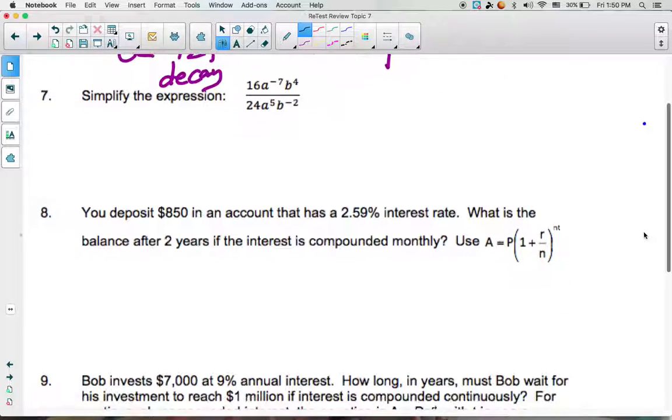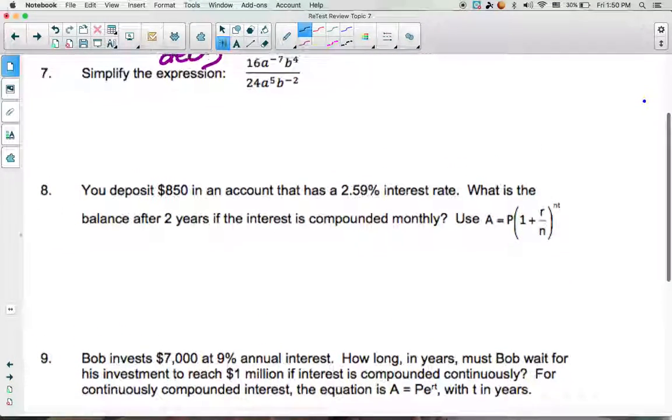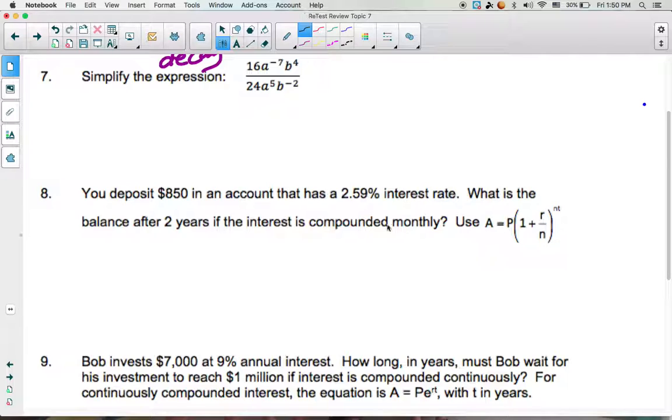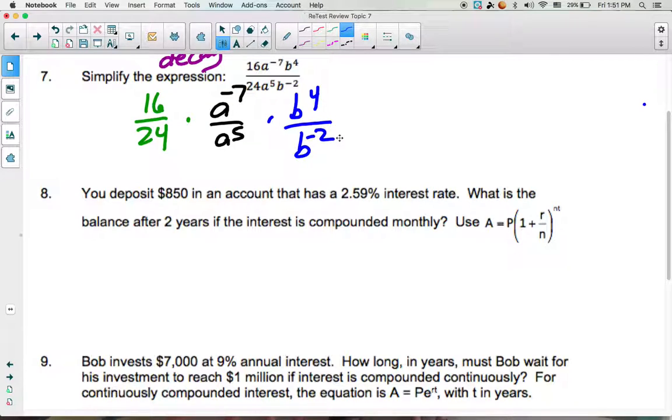Problem number 7 is simplify an expression using your exponent rules. So what I would do is just take it and break it into parts. We have 16 over 24. We want to divide that. Then we have a to the negative 7 divided by a to the 5th. We're going to divide that. And then we also have b to the 4th divided by b to the negative 2. So we're going to go through and make these 3 calculations, and because we separated the division problem, we're going to multiply all of our answers back together in the end.